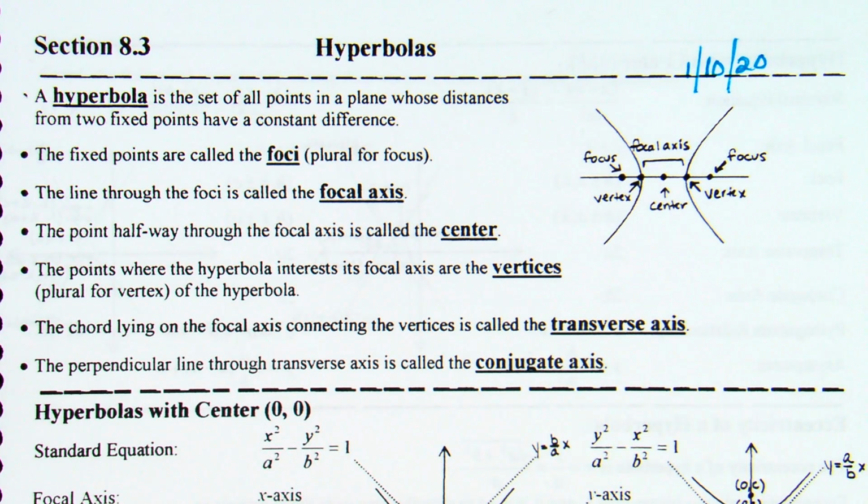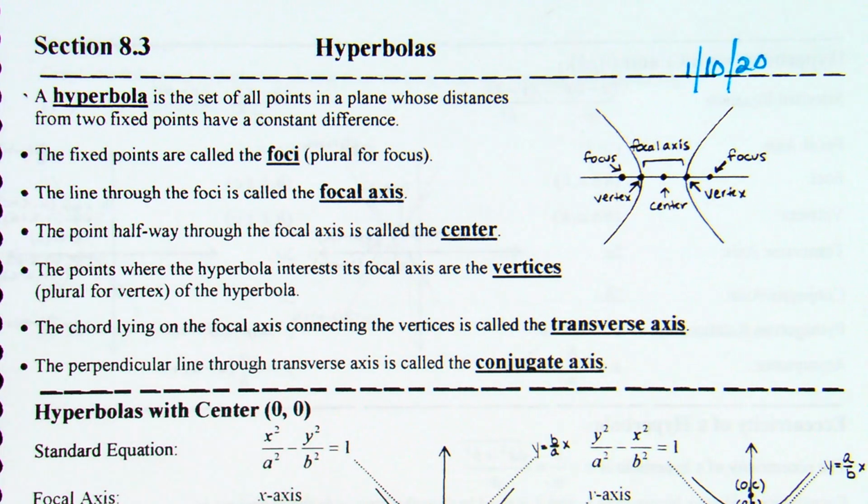The fixed points are still called the foci, plural for focus. The line through the foci is still called the focal axis, so going from one foci to the other. The point halfway through the focal axis is still the center. The points where the hyperbola intersects its focal axis are the vertices. Okay, plural for vertex, of course.